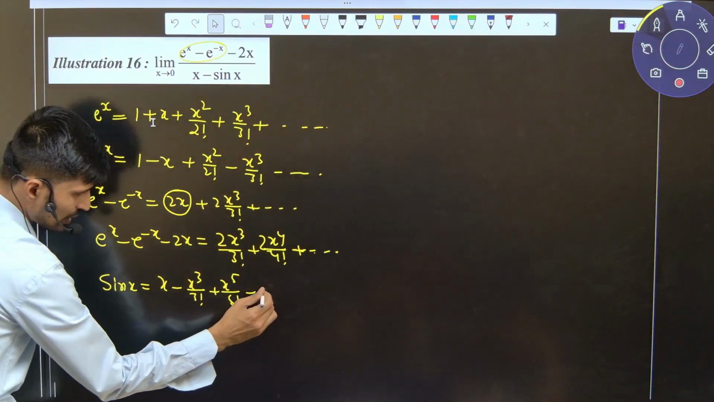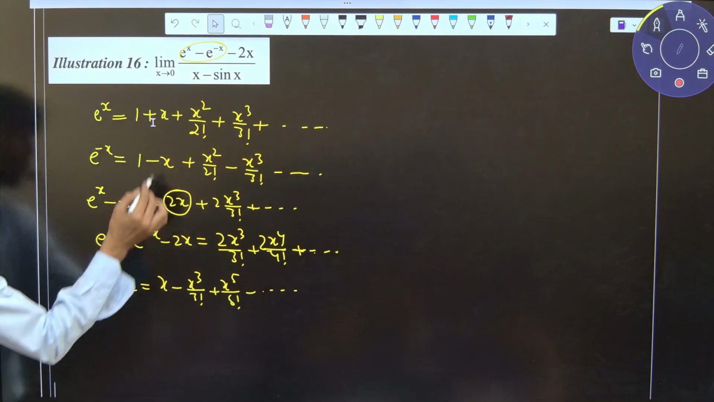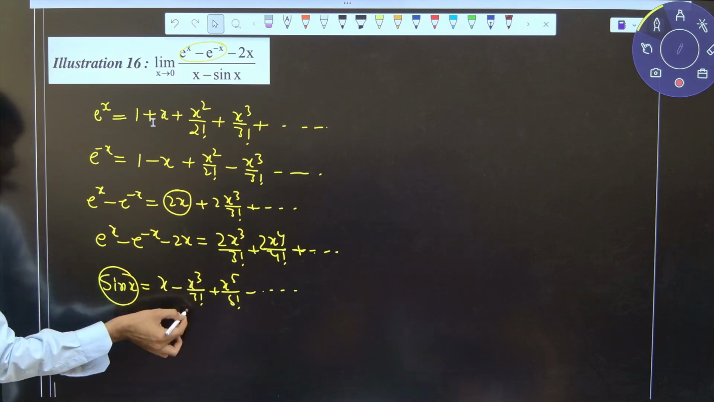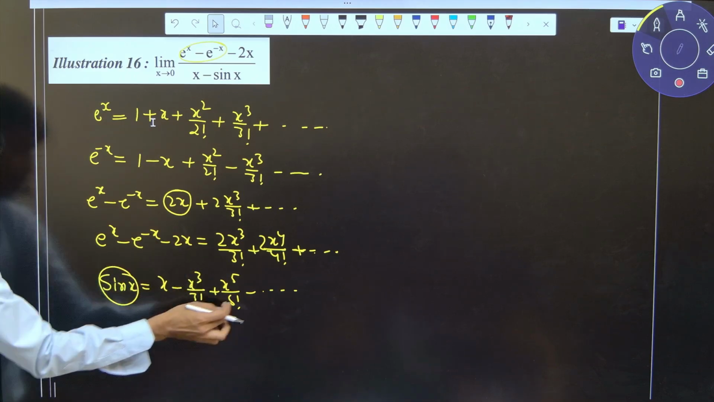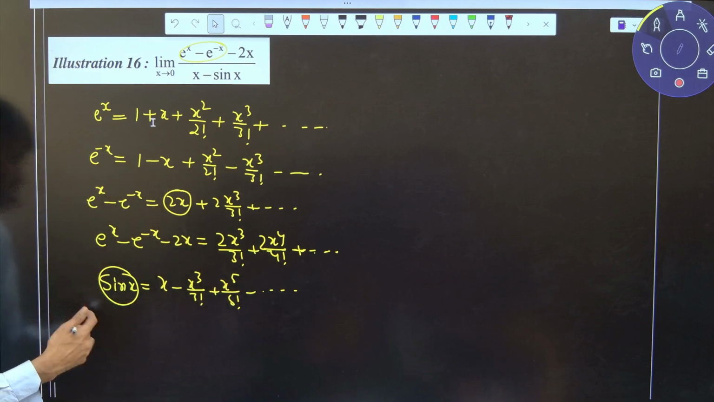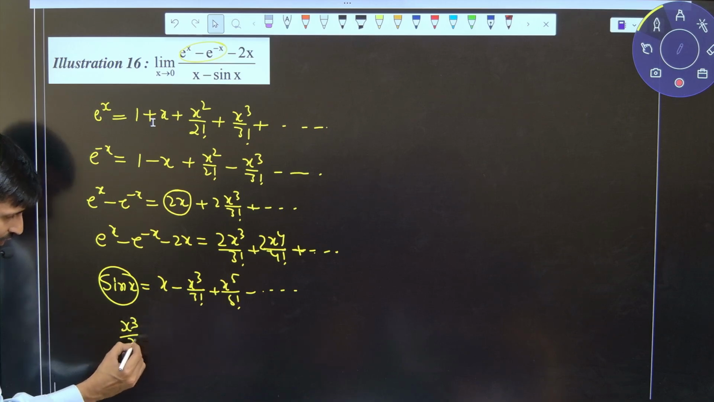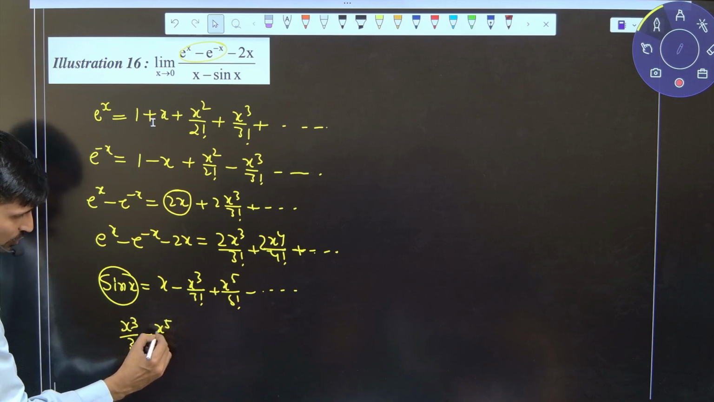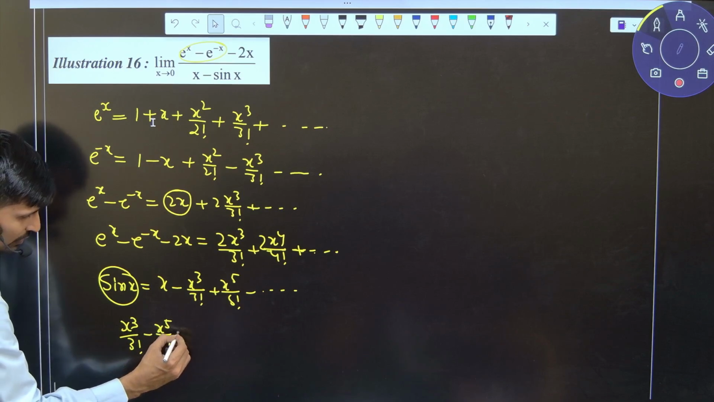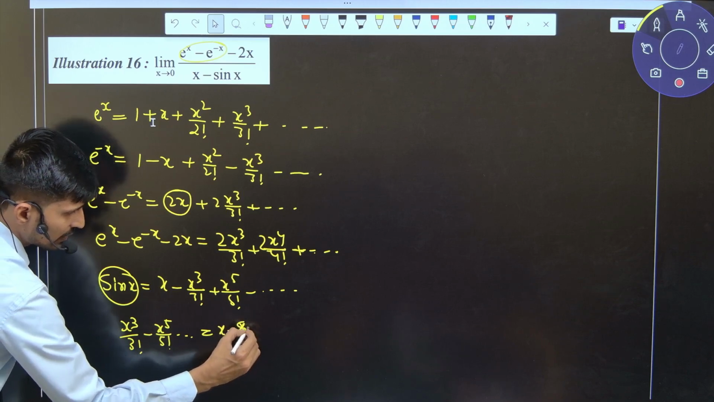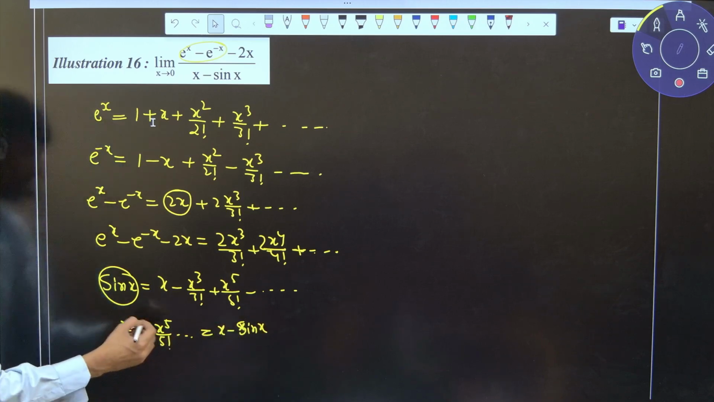Okay. So this will go. And what we want is x minus sin x. So this sin x I will send to that side, and x minus sin x will be generated. Apart from x, all terms I will take to this side. So minus x cube by 3 factorial I will take this side: x cube by 3 factorial minus x raised to 5 by 5 factorial and so on is equal to x minus sin x. We got it.